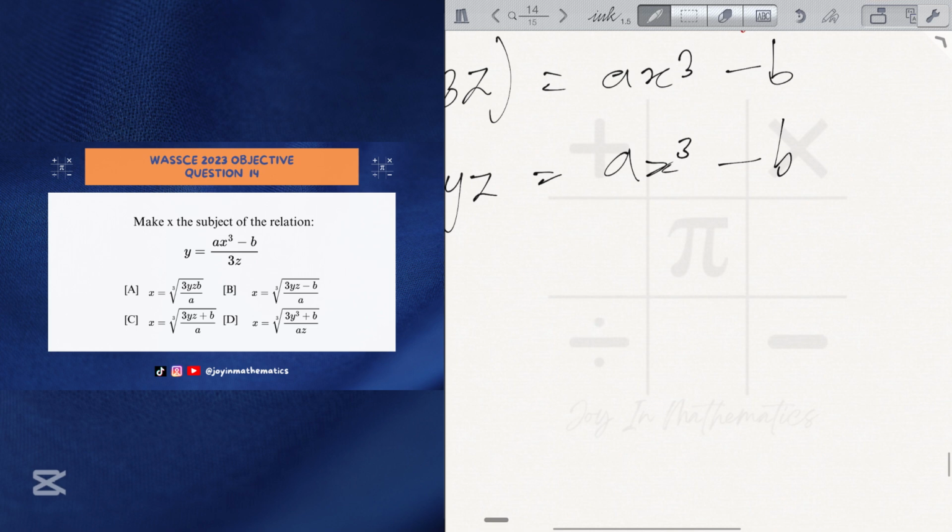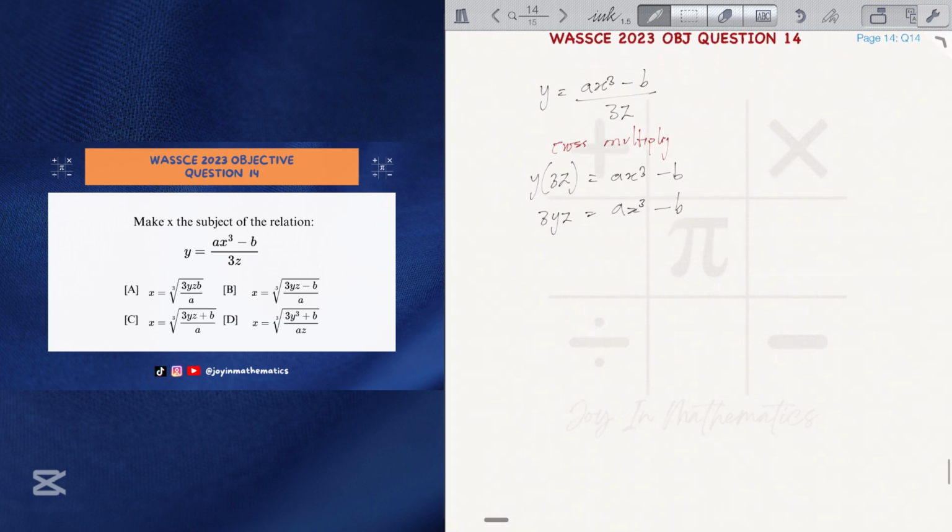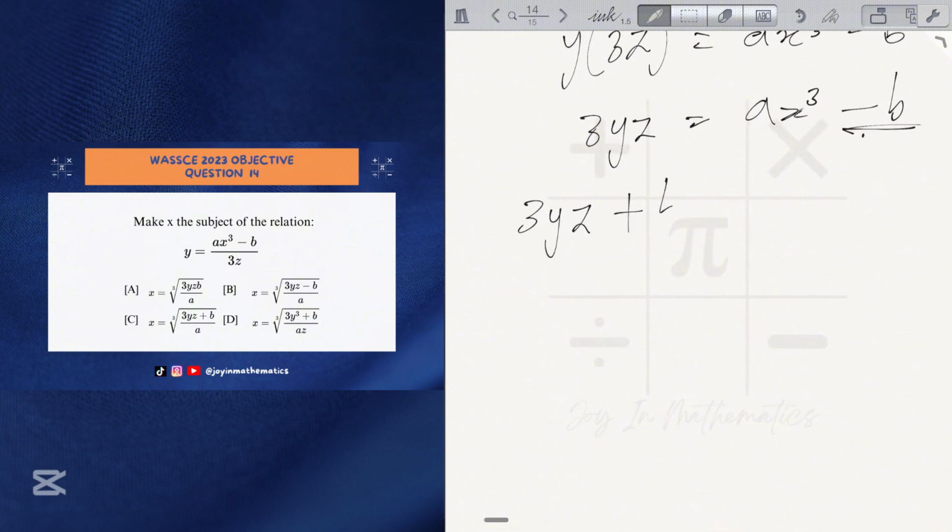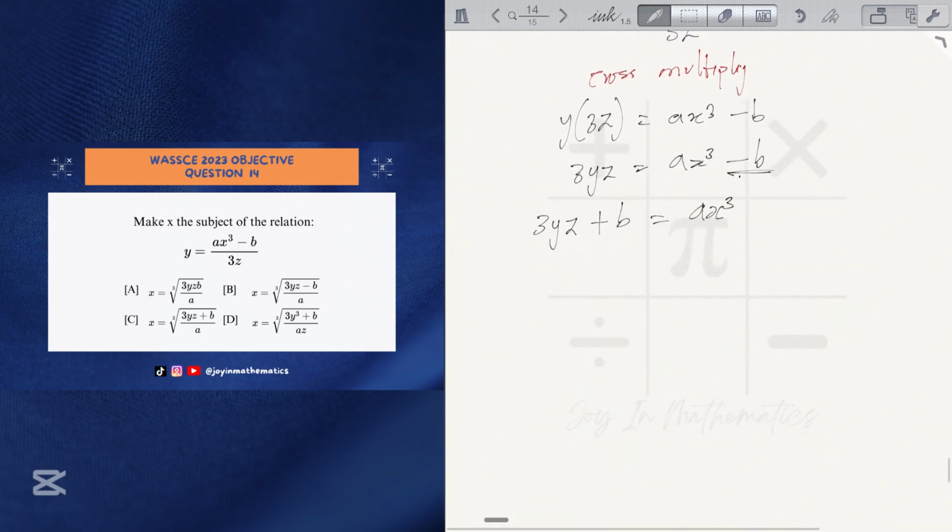Moving on, remember our target is to make x the subject of the formula. So now we can move minus b to the right hand side. We are just going to add b to both sides. So this will result in 3yz plus b, which is equal to ax raised to the power of 3. Once that is done, we can divide both sides by a. So when we divide both sides by a, we'll be left with x raised to the power of 3 on the right hand side.